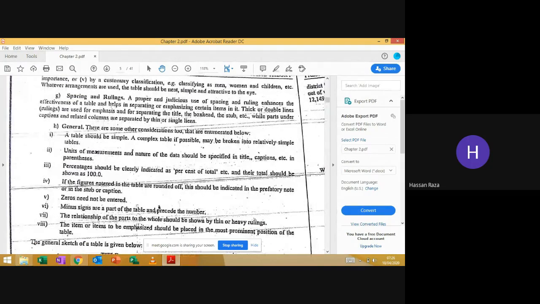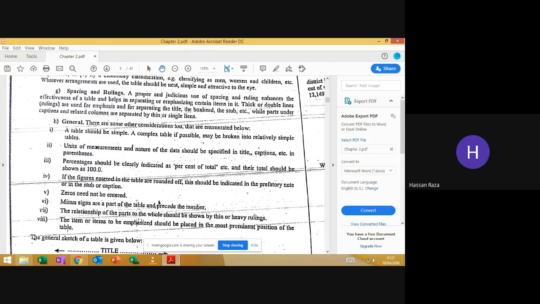And spacing and ruling. The purpose of spacing and ruling is to increase the readability and the understanding of the presentation of data. The proper and judicious use of spacing and ruling enhances the effectiveness of a table and helps in separating and emphasizing certain items in it. Thick or double lines are used for emphasis and for spacing that item. It means spacing and ruling increase the understanding of a reader. Thick lines or double lines are used for the title, and thin lines or single lines are used to separate columns and rows.